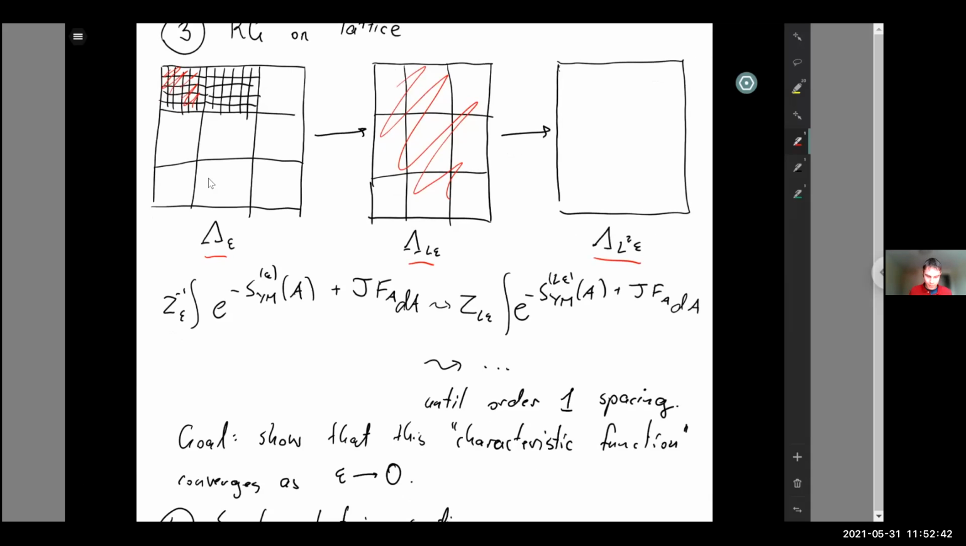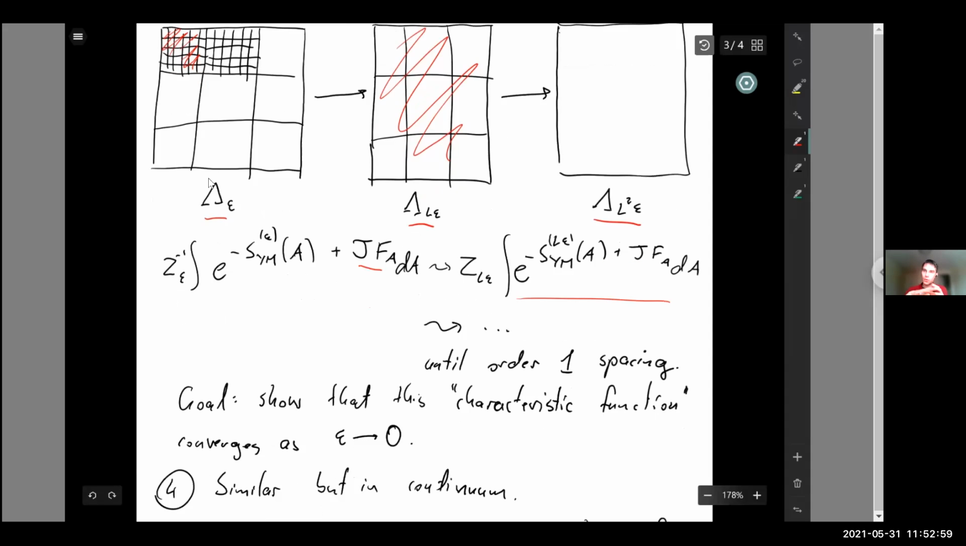So imagine that you're trying to compute some quantity, which is like the characteristic function of the curvature. So J here is like a source term. And then you start off with your original action, you transform it to another kind of action on a coarse lattice, and then you keep doing this until you hit order 1 spacing for the lattice. And this gives you just some number.